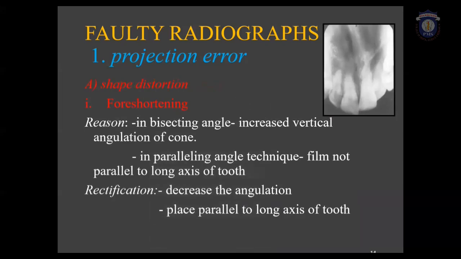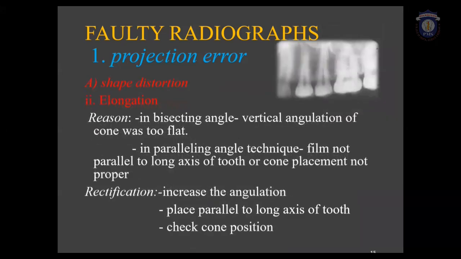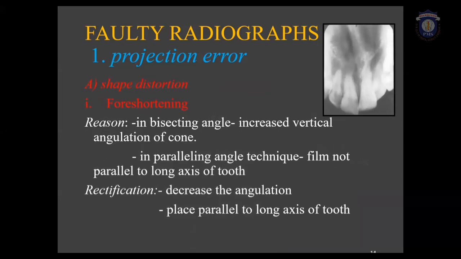Shape distortion. This projection error can cause foreshortening or elongation. Foreshortening in bisecting angle technique is caused when there is increased vertical angulation, whereas in paralleling angle technique, if the film is not parallel to the long axis of the tooth. So, in bisecting angle technique, ensure the accurate or correct vertical angulation. In paralleling angle technique, ensure that there is parallel placement of the film to the long axis of the tooth.